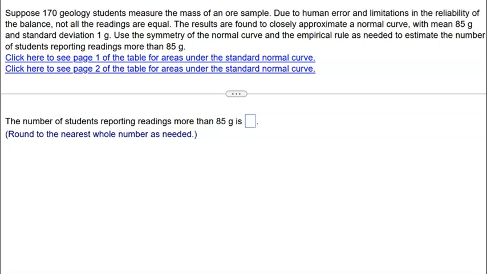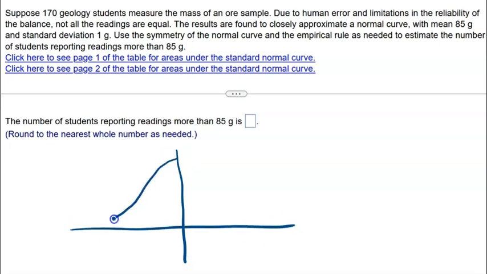Okay, now let's think about this. I found that I did not have to use the table to do this problem. Don't worry, even if we don't use the table on this problem, we're going to use the table on other problems. But let's just think about this. So there's our normal curve, right? Now it says that the mean is 85 grams. So right here, your X bar is 85 grams. Remember, that is your mean, or X bar is the way I read that.